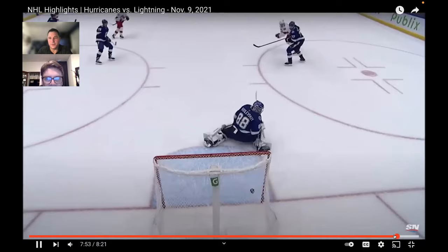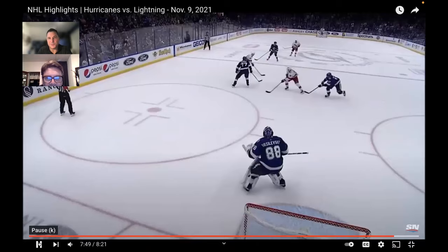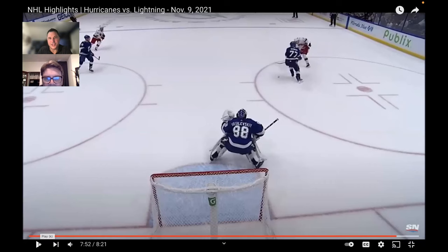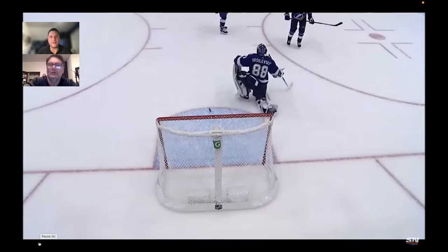Now it did go off a Hedberg stick. Yeah, so that's pre-save movement, right? So he saw that, reacted to it. So there was a reaction, and then all of a sudden he had to go back the other way. That's just pre-save movement. Yeah.